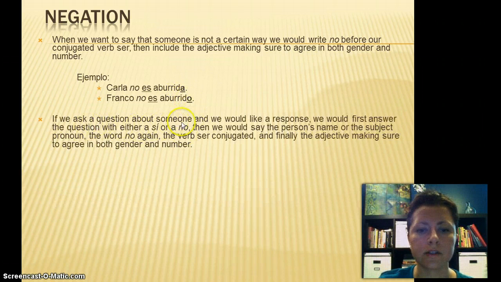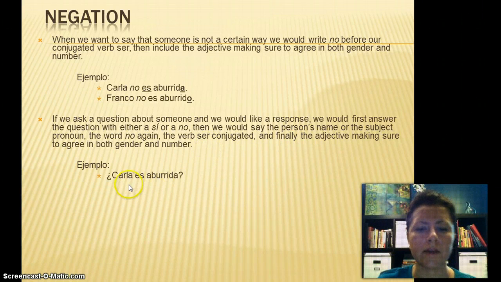If we ask a question about someone and we would like a response, we would first answer the question with either a sí or no. So first answer the question. Then we would say the person's name or the subject pronoun, the word no again, the verb conjugated, and finally the adjective, making sure to agree in gender and number.